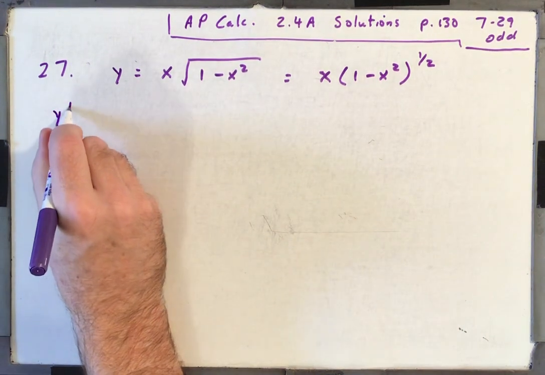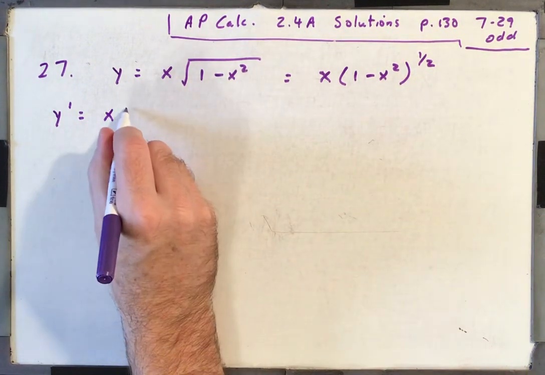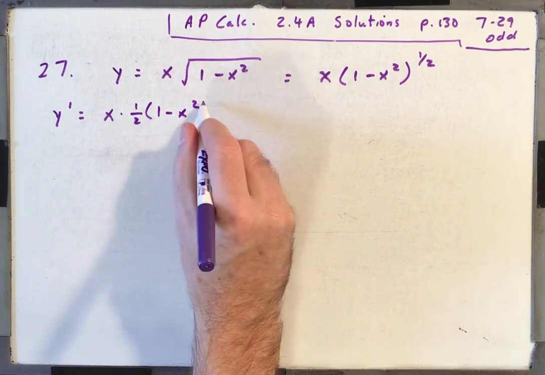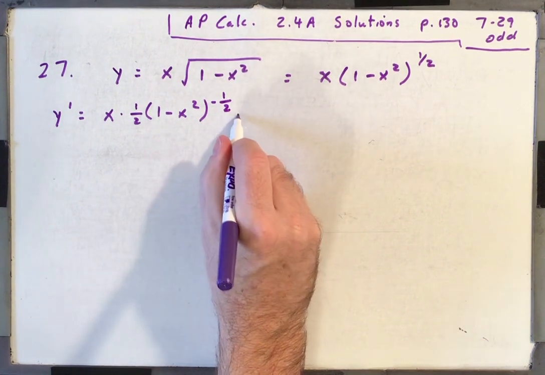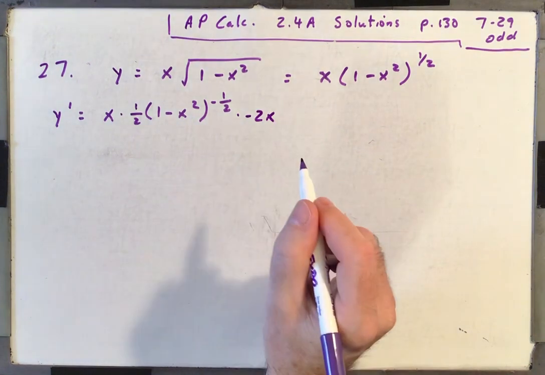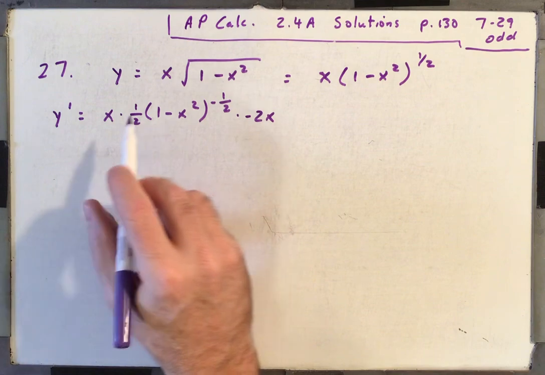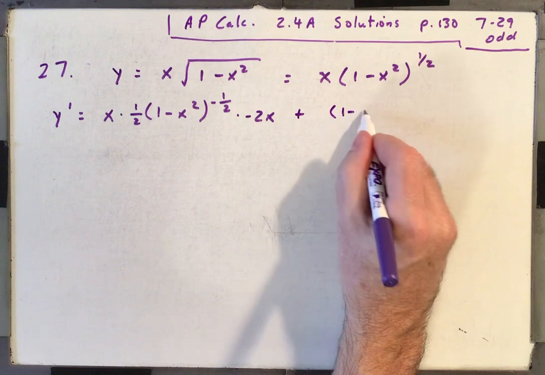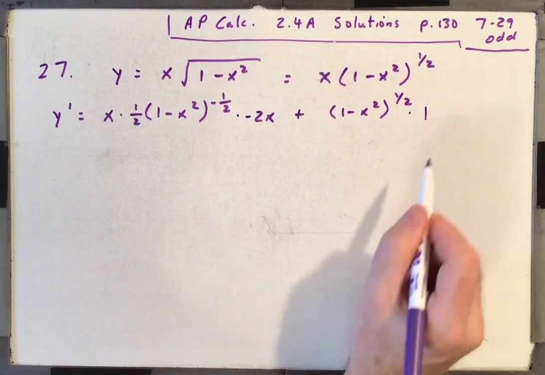So y prime is going to be the first, x, times the derivative of the second. That's 1/2 times 1 minus x squared to the negative 1/2. And then don't forget the derivative of the blob. That'd be negative 2x. I had a student just last year that constantly forgot that, and that's a major issue. So first times the derivative of the second plus the second, 1 minus x squared to the 1/2, times the derivative of x, which is just 1.